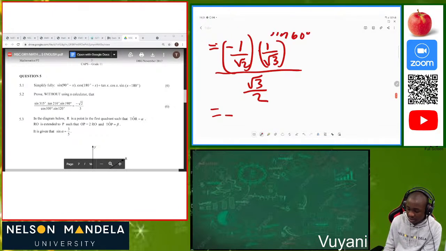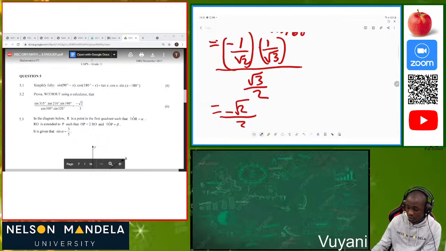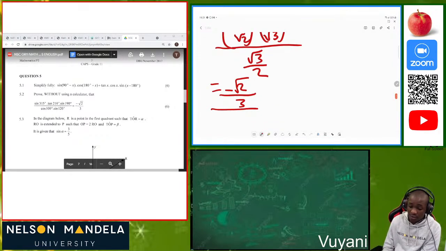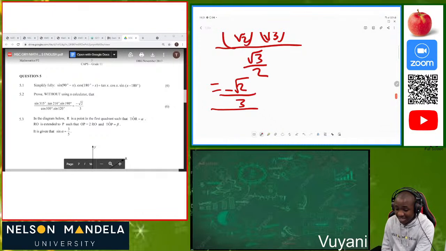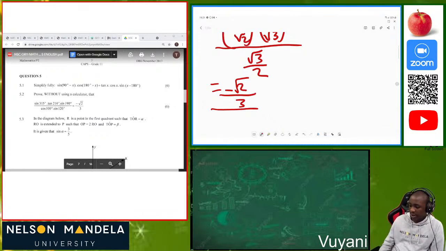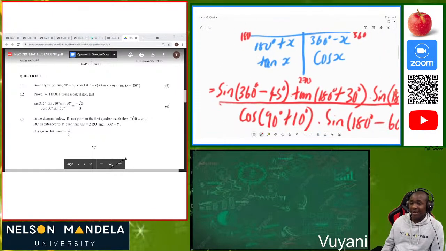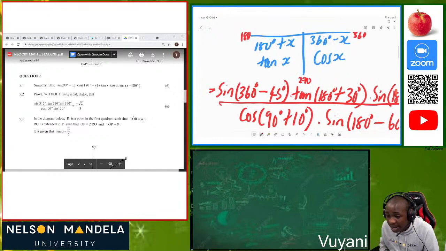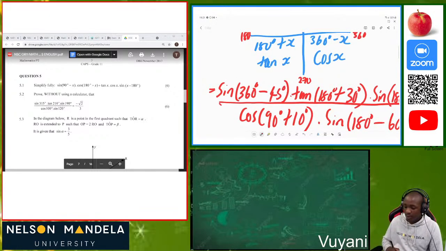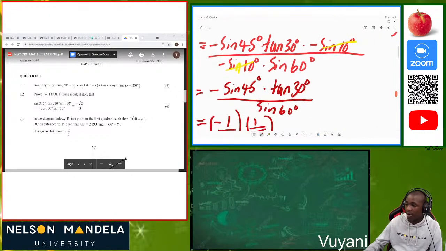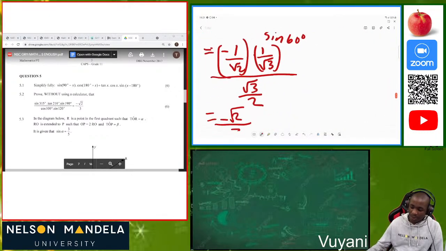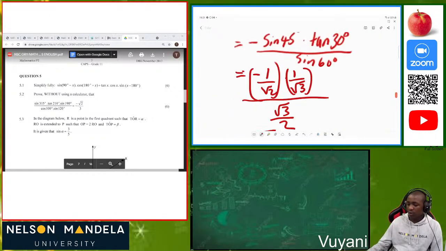I think you have to get negative root 2 over 3. Then you are done solving. So this is our question now. This is how we started it: we started by expanding it and including special angles. Then after that, we solved our question, and we were able to go until we solved it in this way.